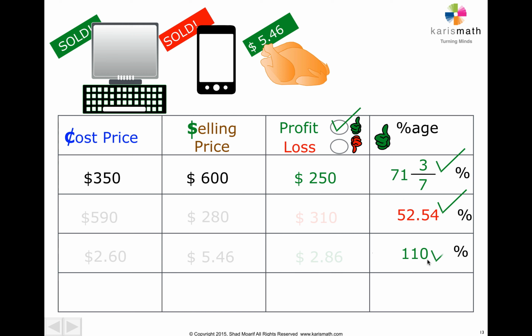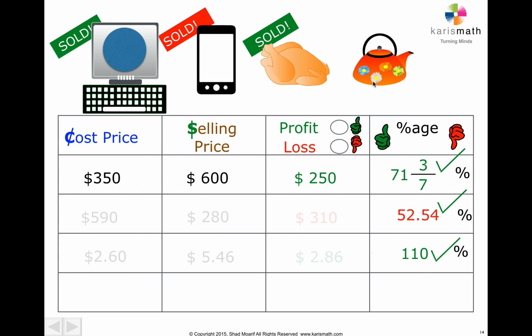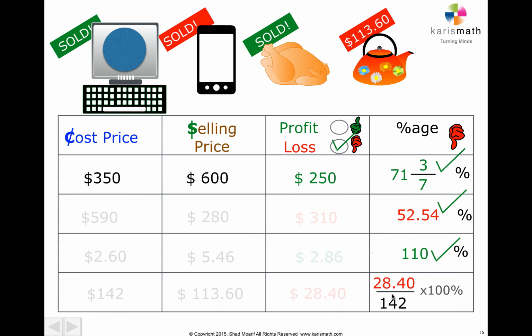Okay, so the next one was kettles. You bought a kettle for $142 and you sold it for $113.60, which means you made a loss. The loss is the difference. Take the difference between the two, and you made this loss on this cost price of $142. So you divide that, $28.40 over 142, change that to percent, and your answer comes to 20%.